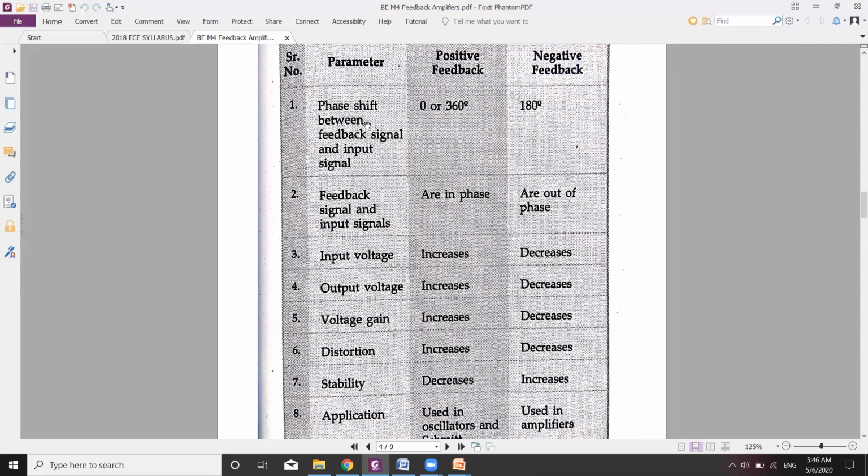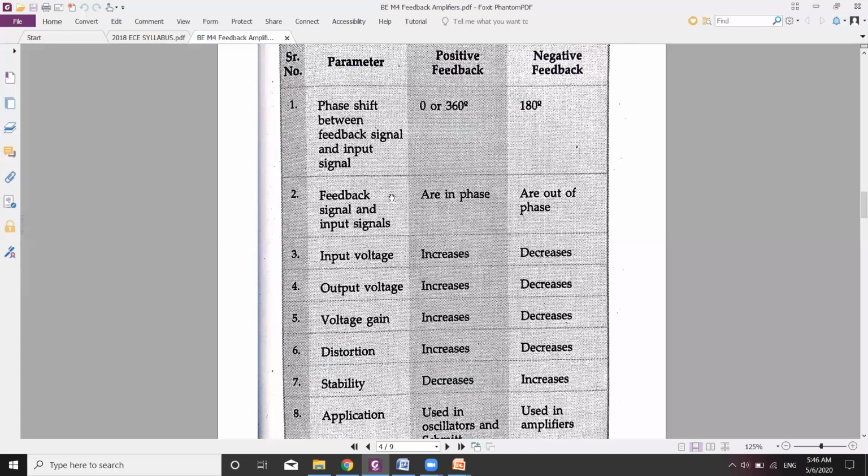So the first parameter is phase shift between the feedback signal and the input signal. What is the phase shift between feedback and input signal? That parameter we will be discussing with respect to positive and negative feedback. In the positive feedback, there is no phase change. No phase change means you can say 0 degrees, and we can also call it 360 degrees. Okay, 0 or 360. If we take negative feedback, there is a phase inversion, right? Phase inversion of 180 degrees is observed. This is the first difference.